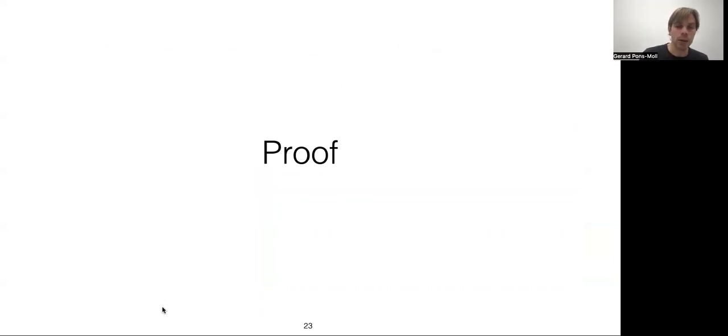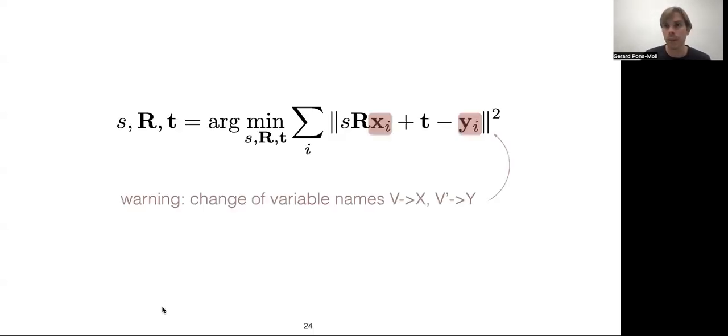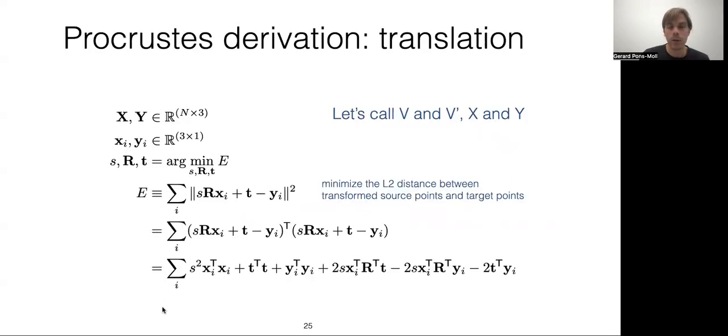I don't expect that you are able to derive Procrustes alignment, but I think it's interesting to go through the derivation to understand better where this algorithm and this result come from. So, okay, we have a minimization problem, and let's go step by step. Let's look at the translation part.